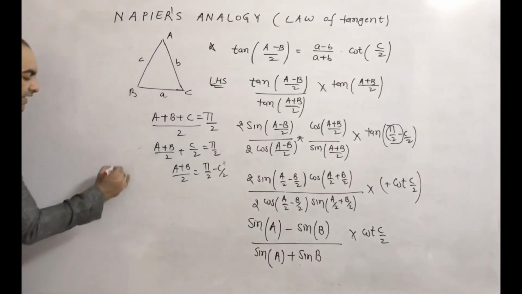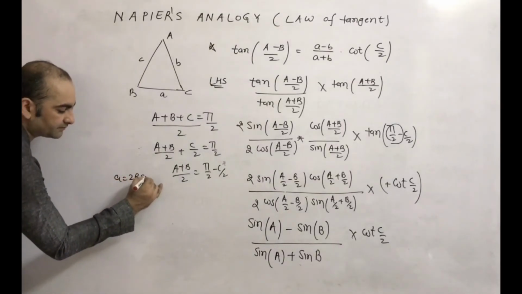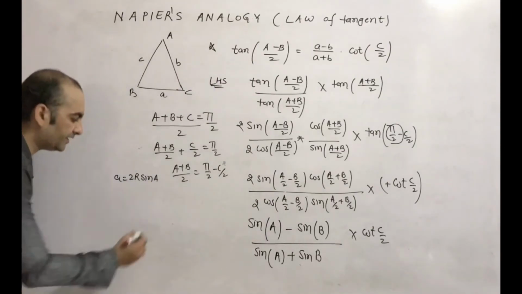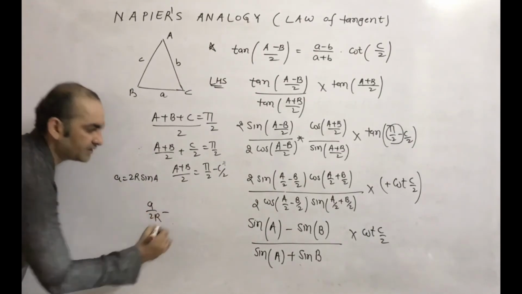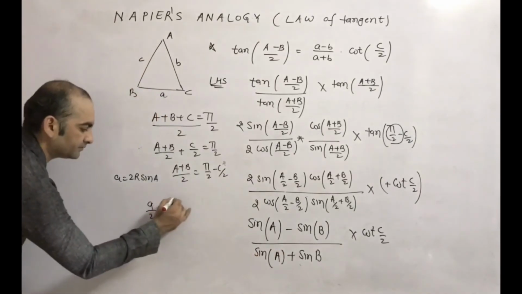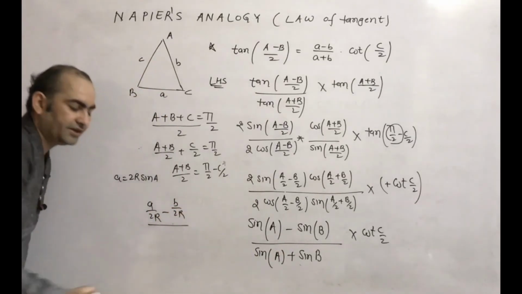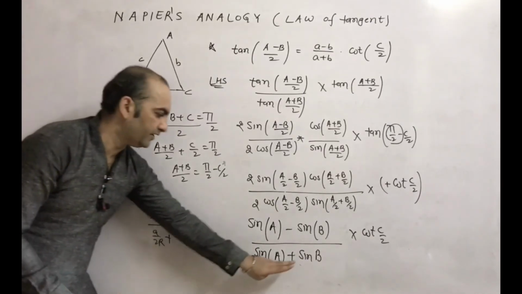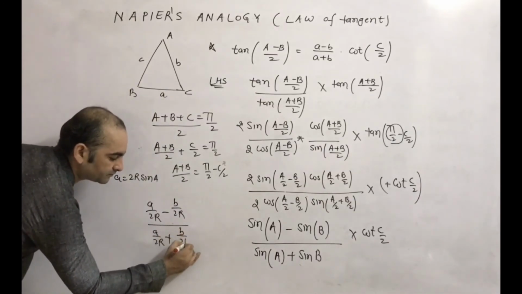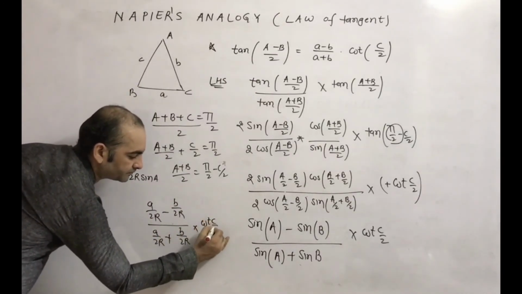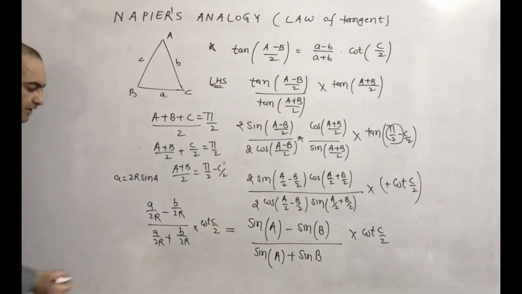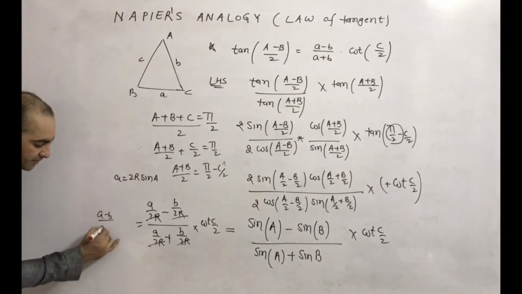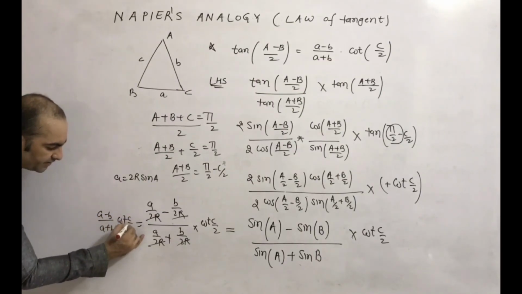We know that a equals 2R sine A, so sine A is a by 2R. We write sine A as a by 2R minus sine B as b by 2R, and similarly in the denominator sine A as a by 2R plus sine B as b by 2R, into cot C by 2. The 2R cancels, so this gives (a minus b) divided by (a plus b) into cot C by 2. This is your proof.